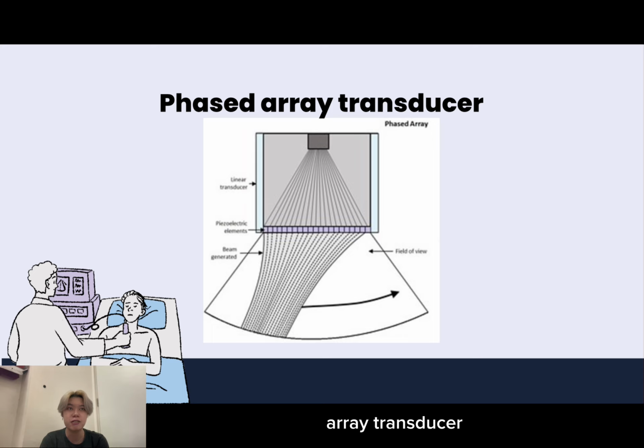Lastly, we have the phased array transducer. Typically, a phased array transducer consists of 64 to 128 individual elements. A single ultrasonic beam is produced by almost simultaneously activating each transducer element.